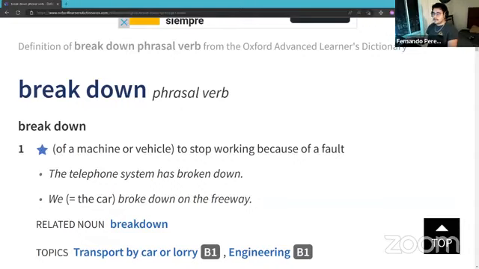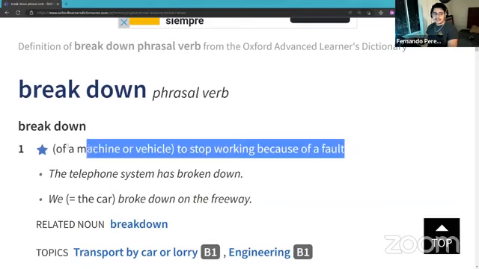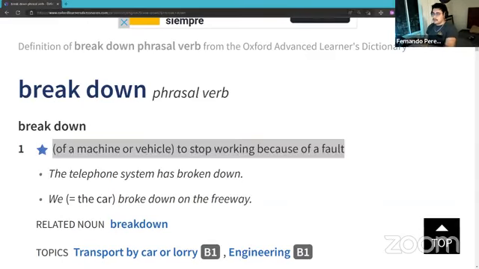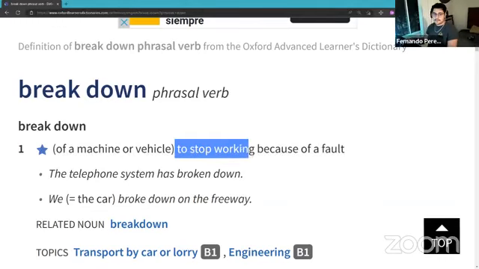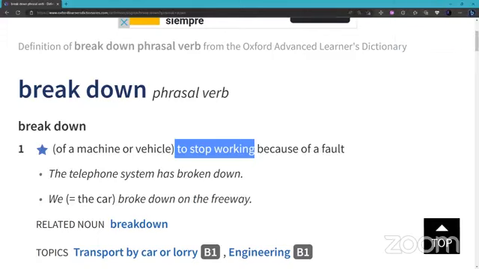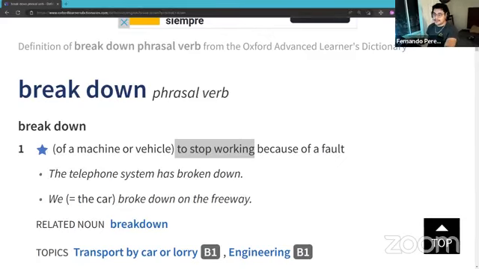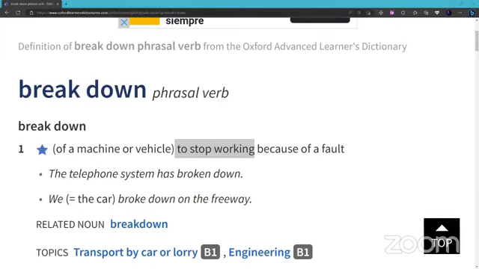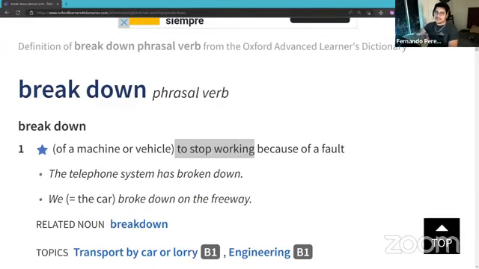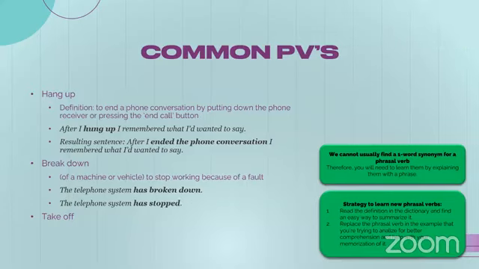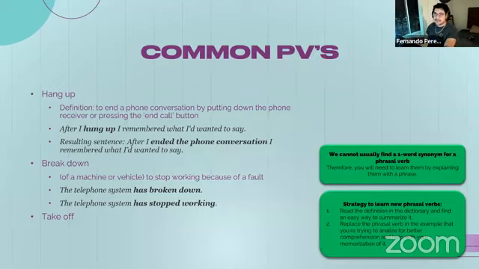Tell me, for example, Jimena. What portion of the definition is the most relevant part? To stop working. I agree with you. Adapt this phrase into the example that we have. Okay, the telephone system has stopped working. Very good. You kept the has, exactly, because this is a structure have plus past participle. Has stopped working. Excellent. Good job. Okay. Thank you. You're welcome.